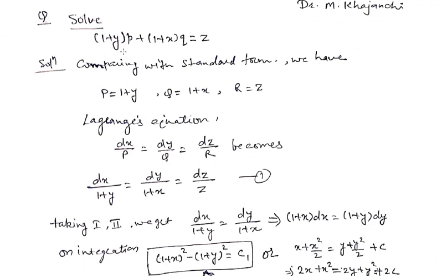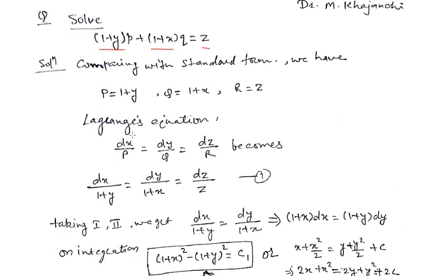Say we have 1 plus y p plus 1 plus x q equals to z. Again we compare this equation with the standard form, which is capital P p plus capital Q q is equal to capital R, where capital P is the coefficient of small p, which is 1 plus y, capital Q is the coefficient of small q, that is 1 plus x, and capital R is the right hand part, that is z. So P is 1 plus y, Q is 1 plus x, and R is z.